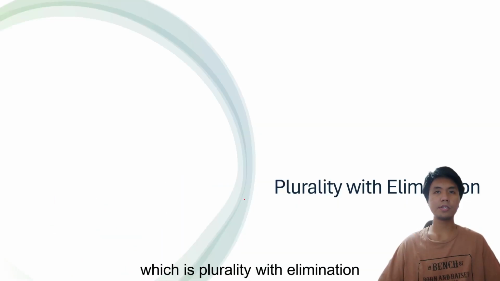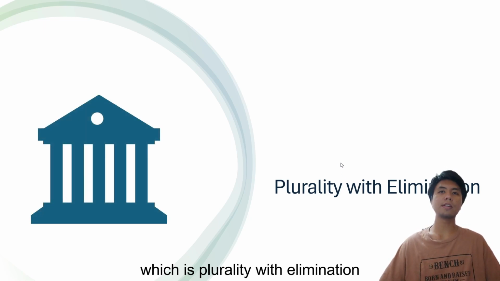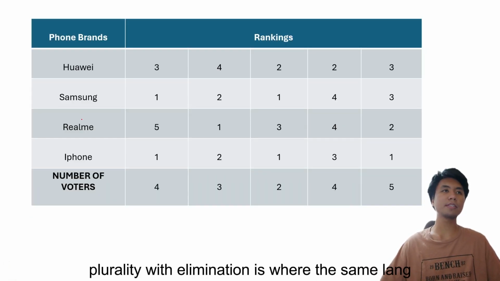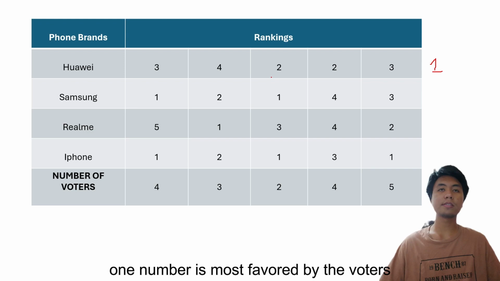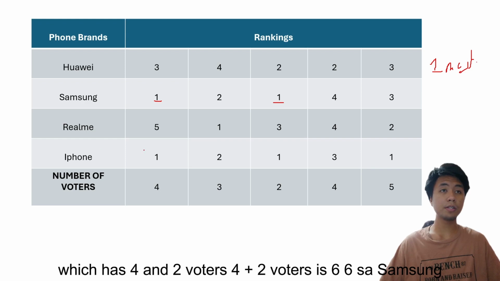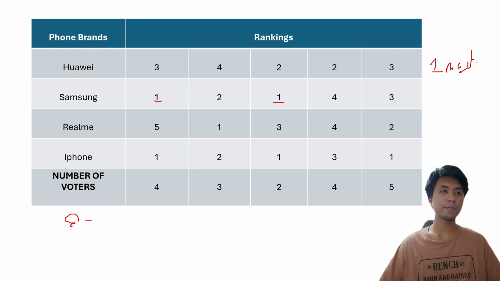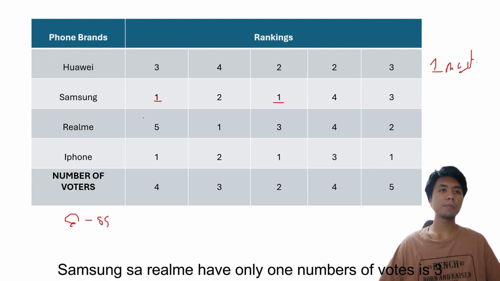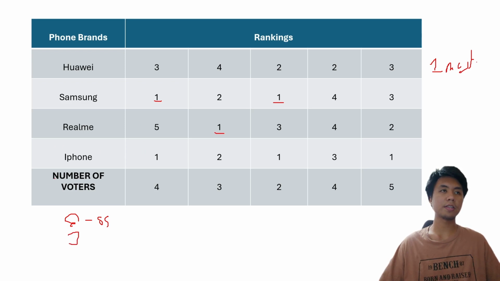Proceeding to the next example, which is plurality with elimination. Plurality with elimination is where the same lang, one number is most favored by the voters. So sa Samsung we have 1 and 2, which has 4 and 2 voters. 4 plus 2 voters is 6. 6 sa Samsung. Sa Realme, you have only 1. Numbers of votes is 3. Realme, 3 na siya, 3.